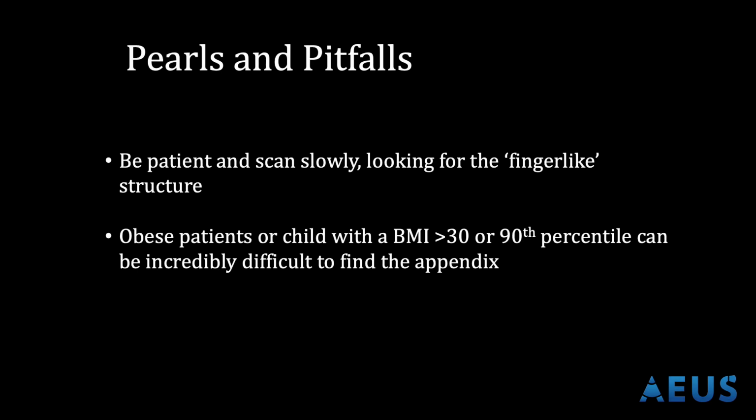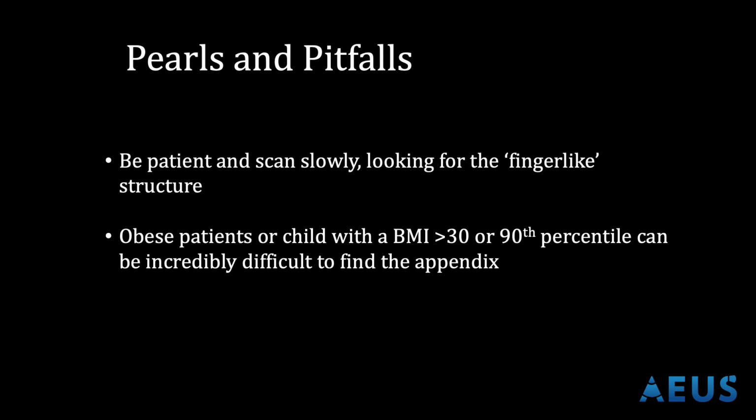All right, let's talk about some of the pros and pitfalls. So when scanning for the appendix, make sure to be very patient, to scan slowly. It can be hard to discern the small bowel from the large bowel. Try to use some anatomical landmarks, such as the iliac vessels and the psoas muscle, and make sure you look for a finger-like structure or worm-like structure that isn't a blind-ending pouch and with no peristalsis.